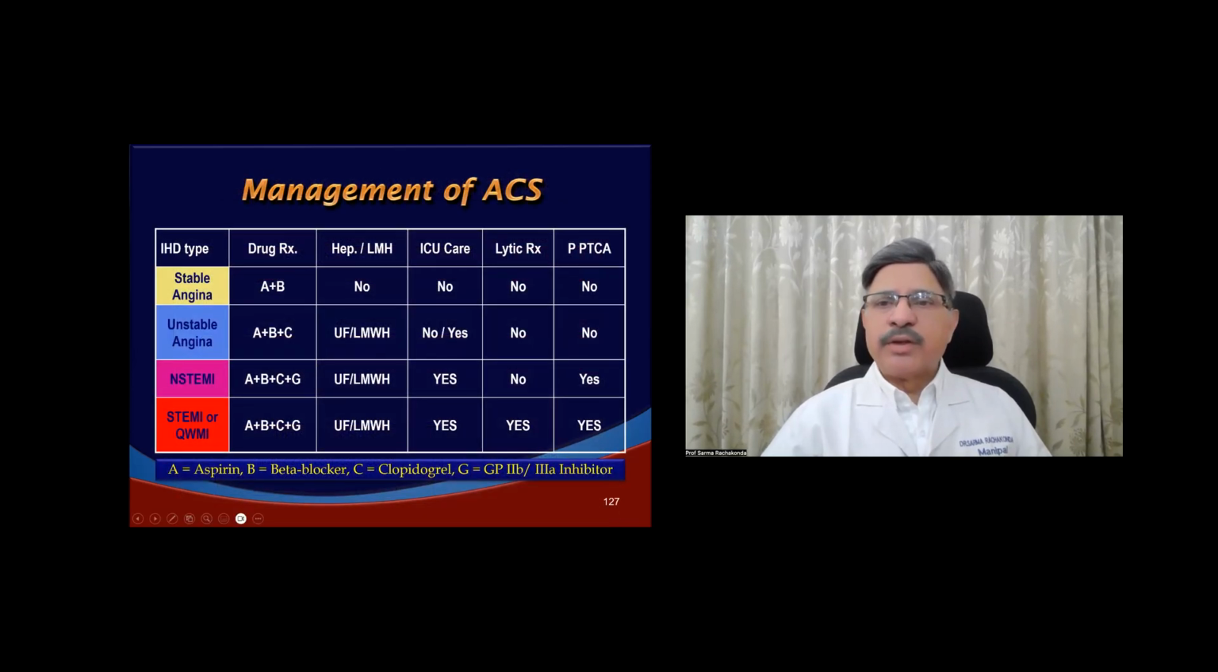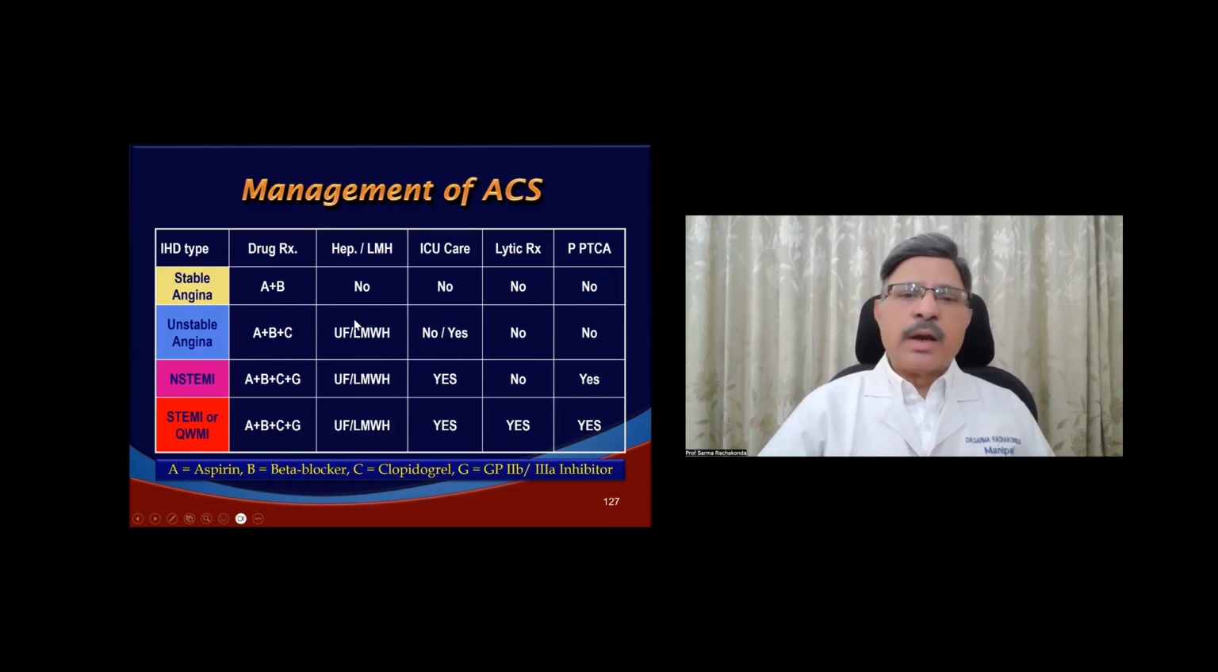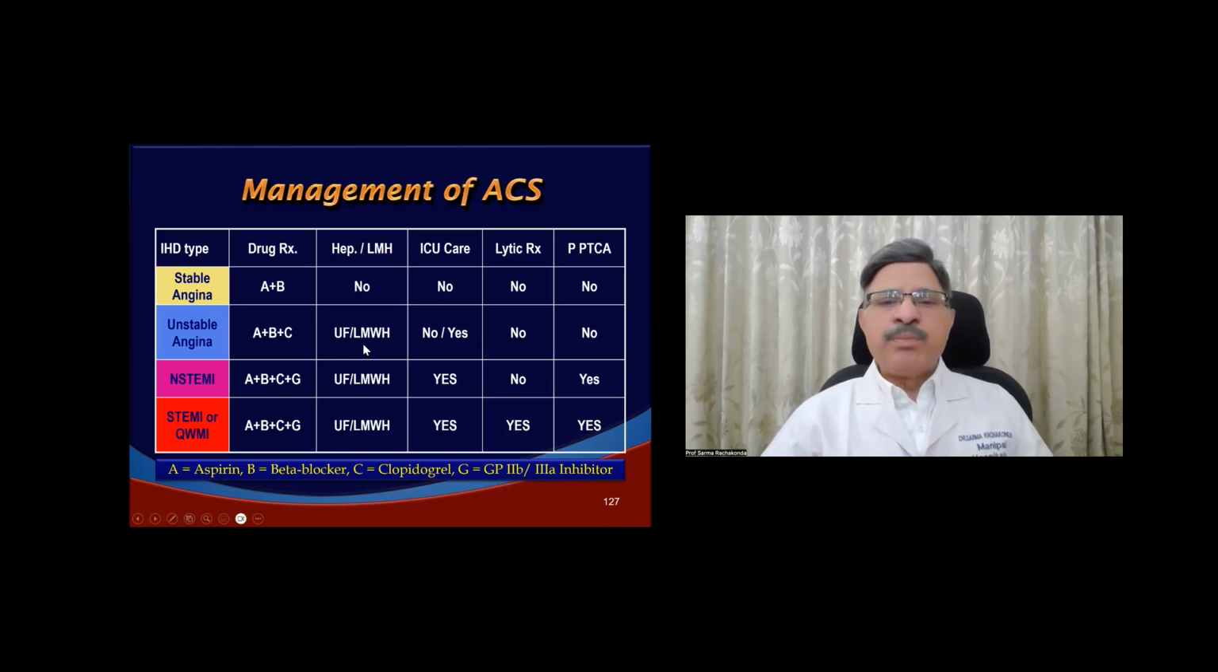Now, management of ACS: this is a very, very useful summary slide. Stable angina: aspirin and beta blocker, no low molecular weight heparin or heparin, no ICU care, no thrombolysis, no primary PCI. Unstable angina: aspirin, clopidogrel, and beta blocker. A, B and C: A aspirin, B beta blocker, C clopidogrel. Three drugs are there: beta blocker, and A and C, two antiplatelet agents, and a beta blocker. And you have to add unfractionated heparin or low molecular weight heparin. Then ICU care, yes or no, depending on the response.